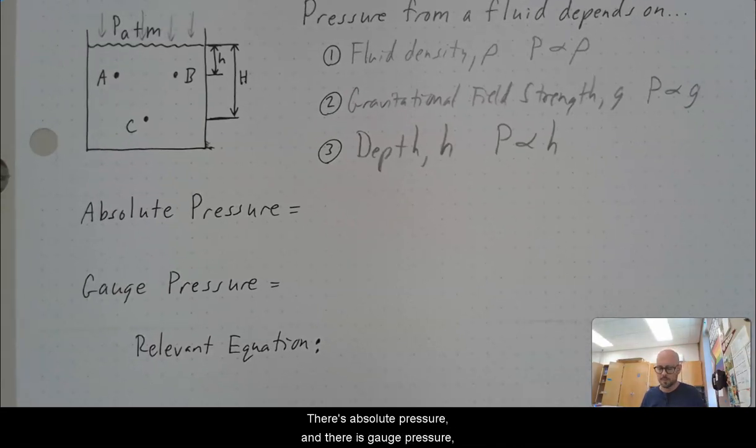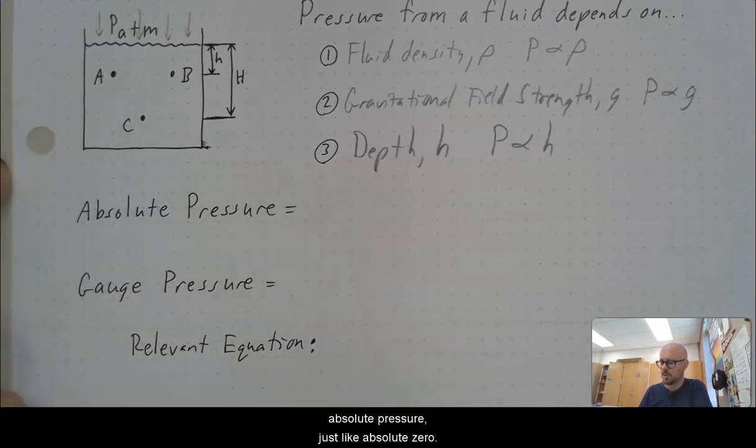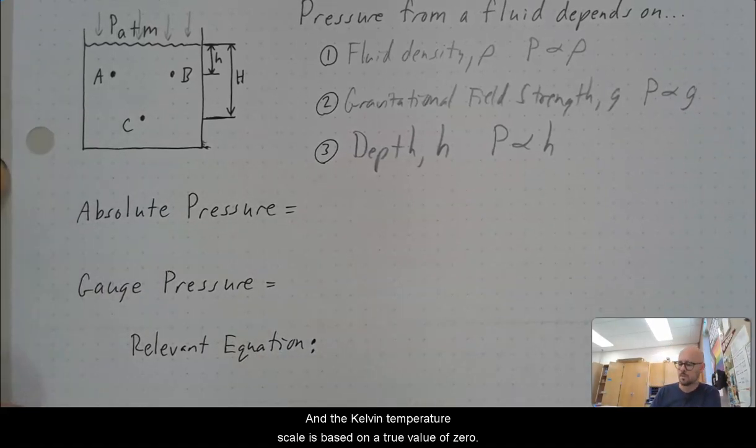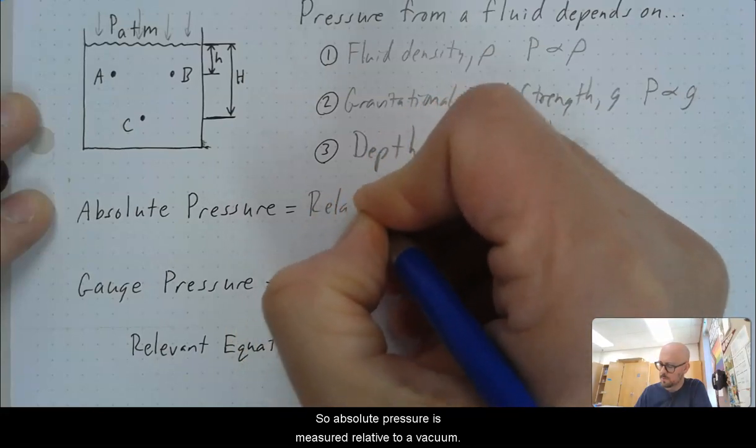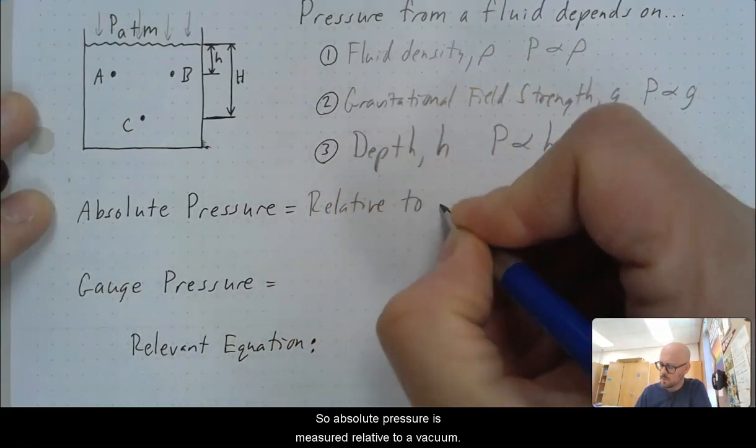Okay, so the last part of this is that there are different kinds of pressure that you might have heard of. There's absolute pressure and there's gauge pressure. Absolute pressure, just like absolute zero and the Kelvin temperature scale, is based on a true value of zero. So absolute pressure is measured relative to a vacuum.